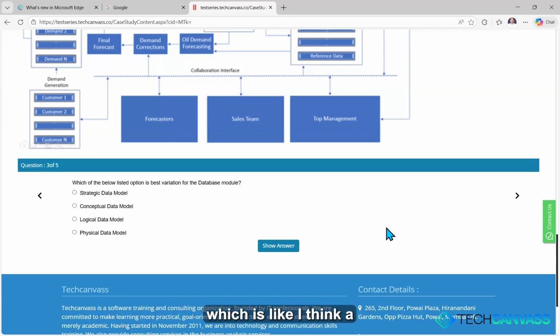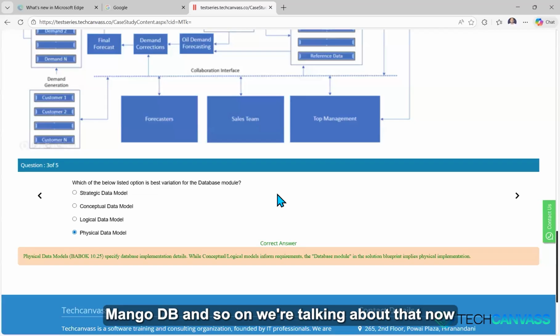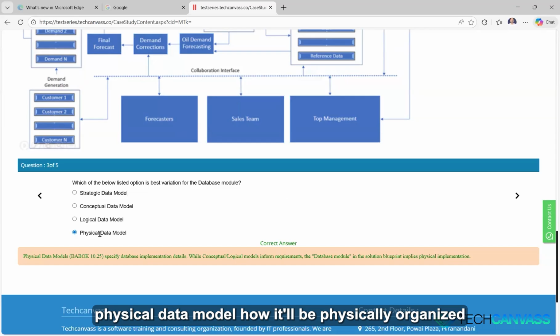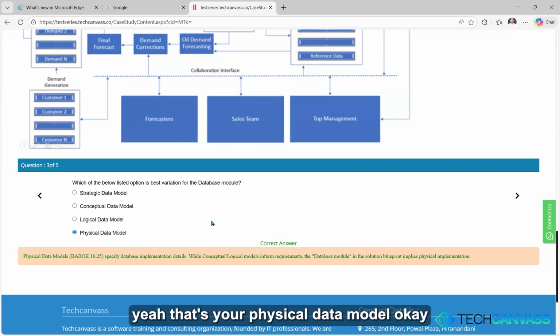Other two options are left, which is like, I think, physical data modeling. I won't make it more suspenseful. It's actually physical data model. It's talking about the database model, right? We are talking about Oracle here. We are talking about SQL Server. We are talking about Aurora, right? MongoDB and so on. We're talking about that now. Physical data model, how it will be physically organized. Yeah, that's your physical data model.